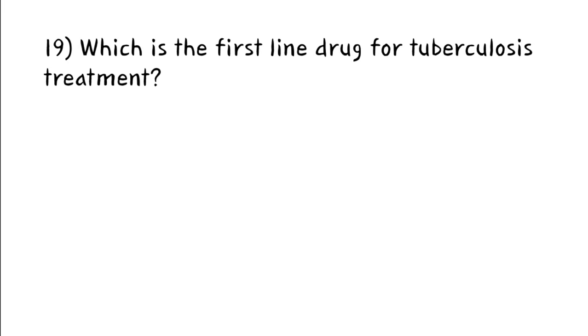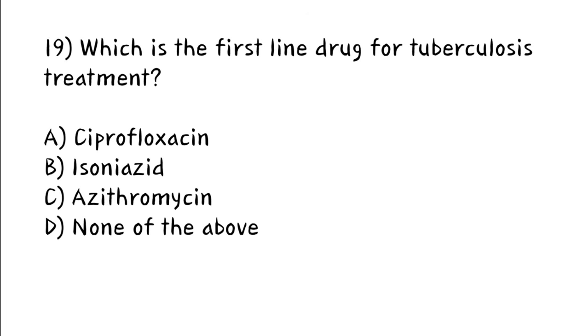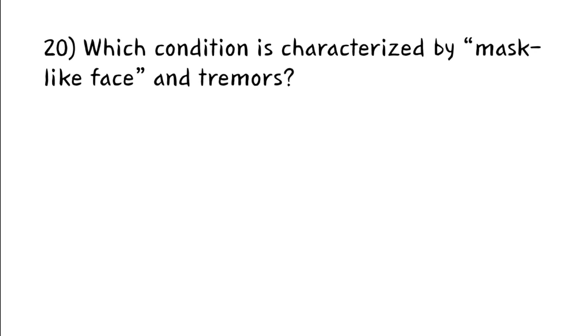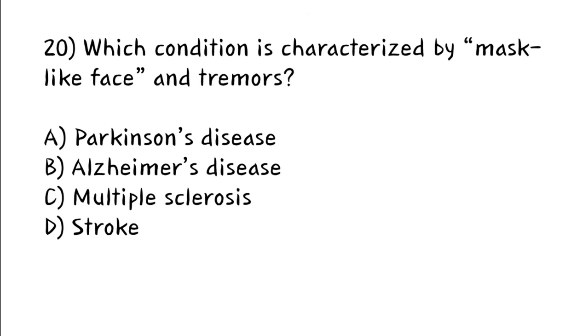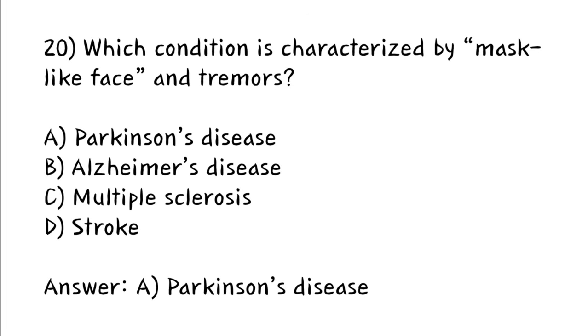Which is the first line drug for tuberculosis treatment? Ciprofloxacin, isoniazid, azithromycin, none of the above. Correct answer is option B, isoniazid. Which condition is characterized by mask-like face and tremors? Parkinson's disease, Alzheimer's disease, multiple sclerosis, stroke. Correct answer is option A, Parkinson's disease.